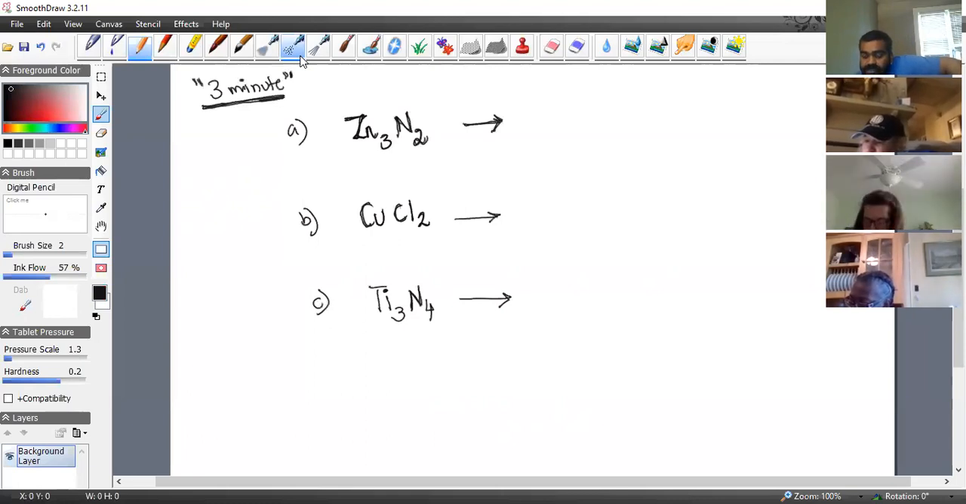All these are transition metal compounds. Now, I will not tell you on the test whether it's a transition metal compound or covalent compound or ionic compound. It is your job to figure it out, but then you have the periodic table sitting in front of you.